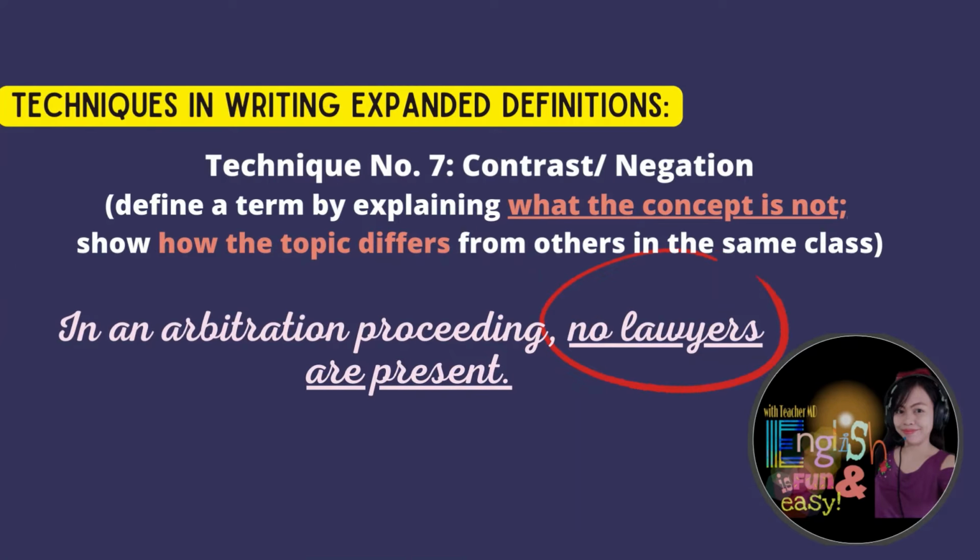Technique number 7, contrast or negation. Define a term by explaining what the concept is not. Show how the topic differs from others in the same class. For example, in an arbitration proceeding, no lawyers are present. Take note of the use of the word no to point out what the concept is not.